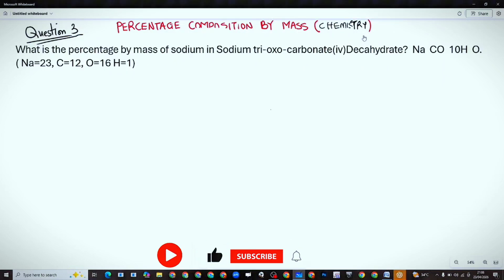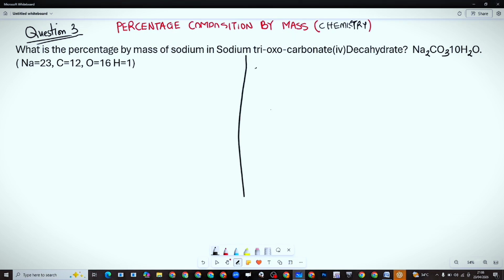The question says we should calculate the percentage by mass of sodium in sodium carbonate decahydrate, and this is it: Na2CO3 times 10H2O.